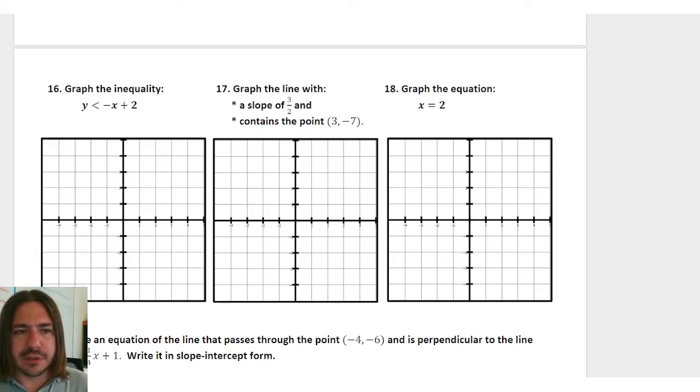So let's see here. Number 16. Oh, something came up here. What is going on?